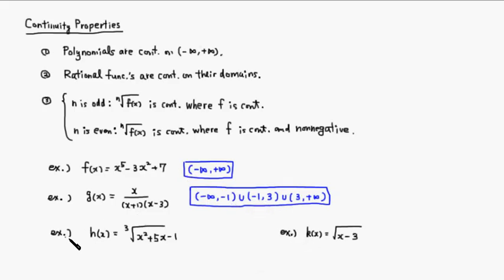Third one: h of x is equal to the cube root of x squared plus 5x minus 1. So this function is continuous as long as the expression inside is continuous, which is a polynomial of degree 2, or quadratic function, which is continuous everywhere. So this one is continuous everywhere, negative infinity to positive infinity.